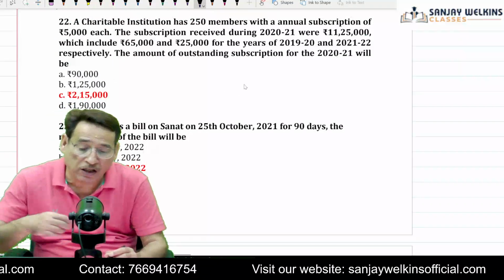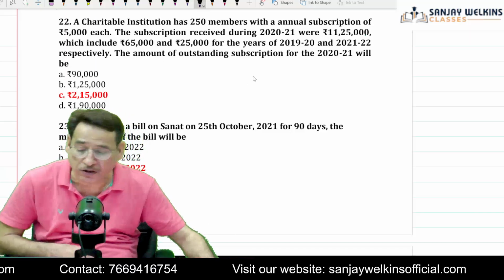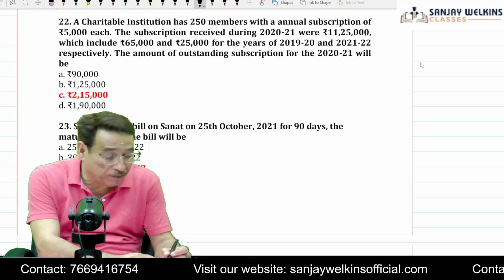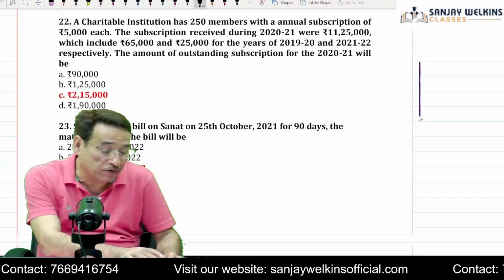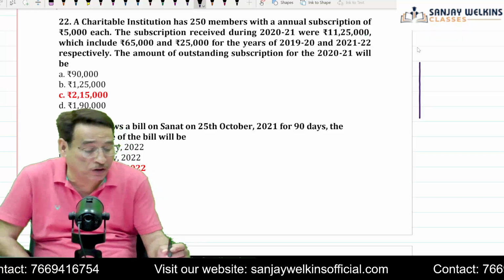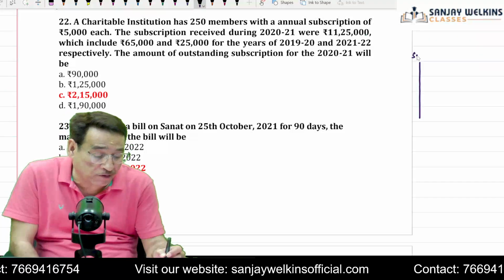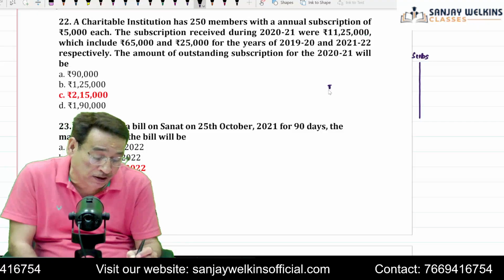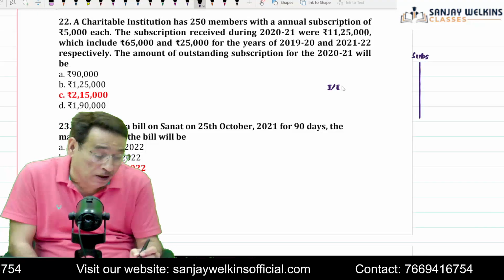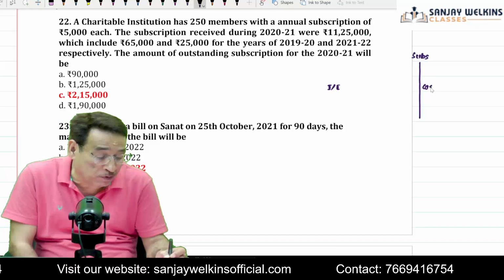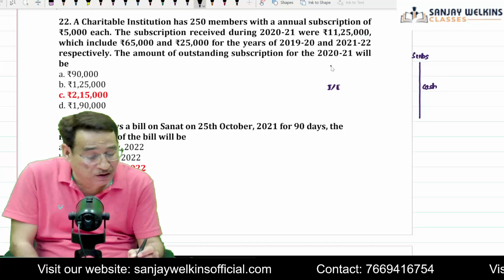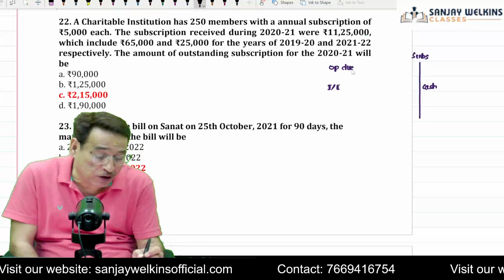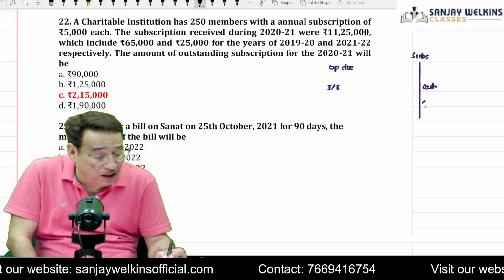In the next question, it is related to your subscription account. This is your subscription account. Almost in every question under NPO, I have prepared a subscription account, if you remember. In order to prepare the subscription account, generally we write income and expenditure over here, then total subscriptions received on the credit side. Then we write opening due, which also means subscription in arrear at the end of the last year. And then we write closing due.